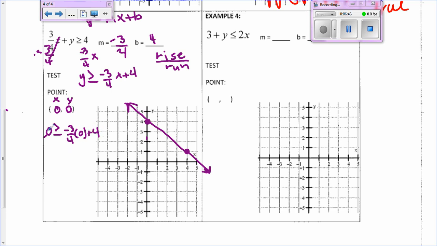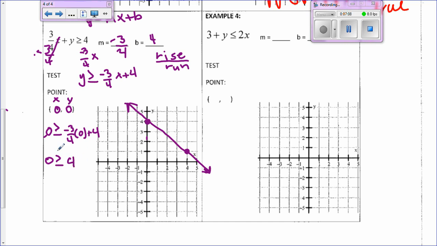Plus 4, okay? Now we know that this is going to remain the same, so we're going to just bring this 0 down right here. So it's going to be 0 is greater than or equal to. And we know that anything times 0 will be 0. So the negative 3/4 times 0 is going to be 0. So I'm not going to bring it down, but I am going to bring down the 4.